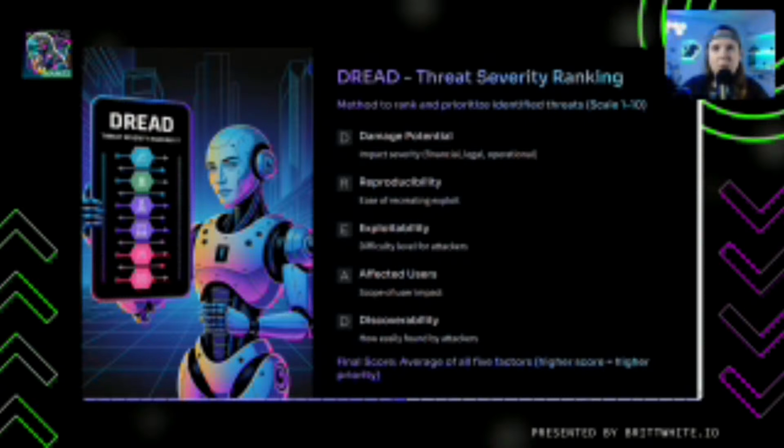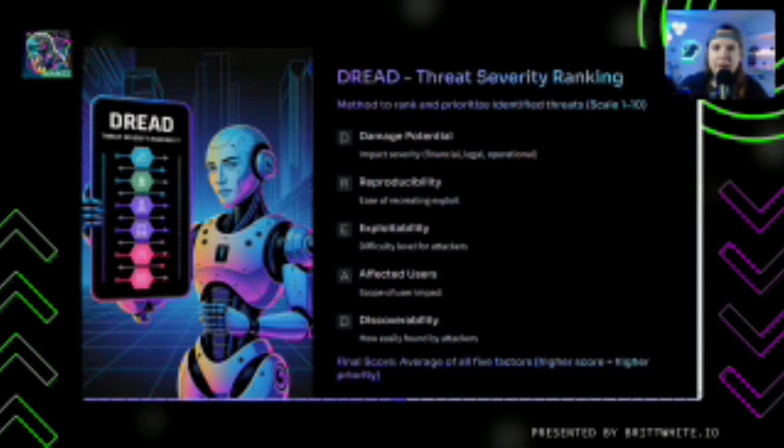D for discoverability. How easy is it for attackers to discover this vulnerability? Use that scale from 1 to 10 again, where 1 is very difficult and 10 is easily discoverable or public knowledge. Consider if the vulnerability is public or easily found by scanning.